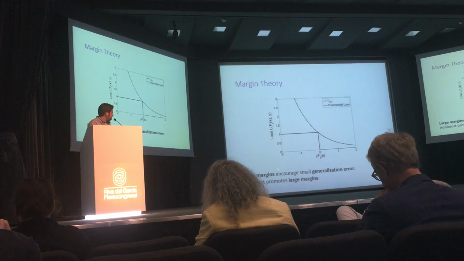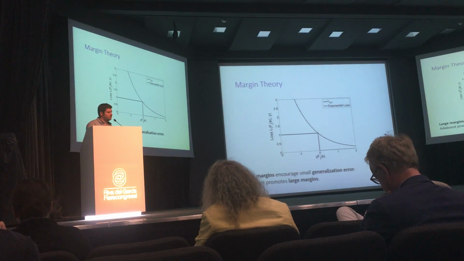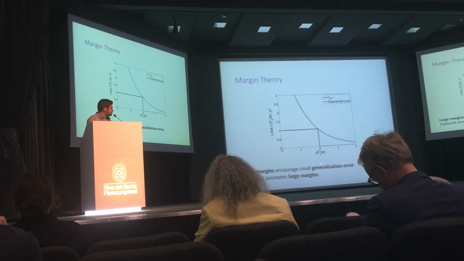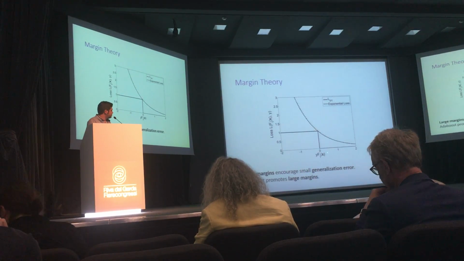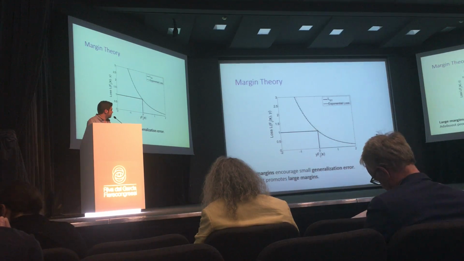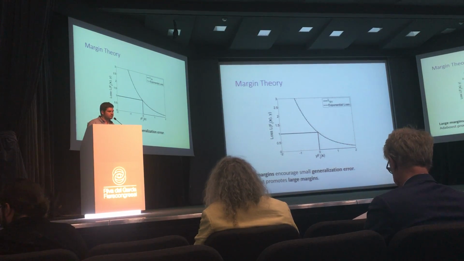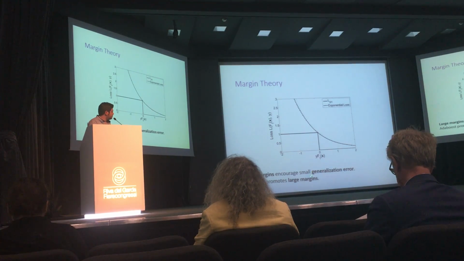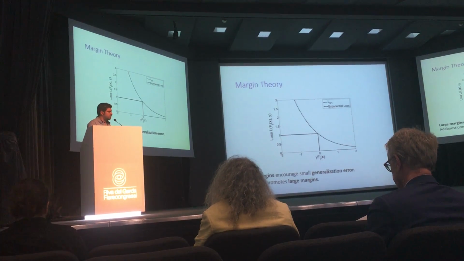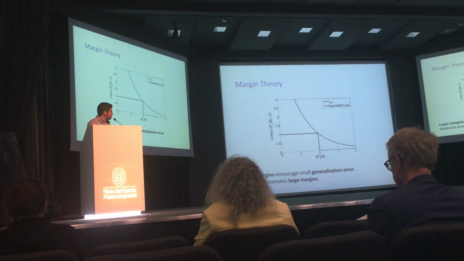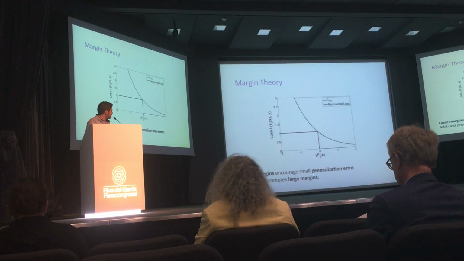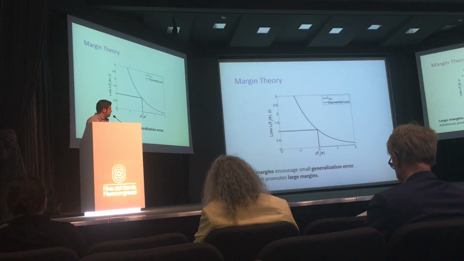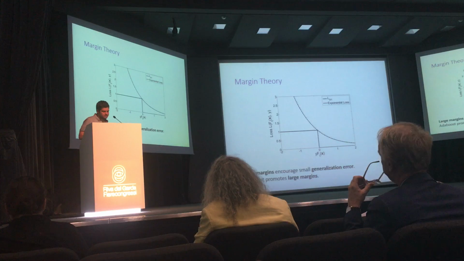And the margin theory of explaining AdaBoost has connected large margins, so increasing this value here, to good generalization behavior. So there exist some bounds on the generalization error in classification: if the margin is increased, the error is decreased. Basically, that's what they say.